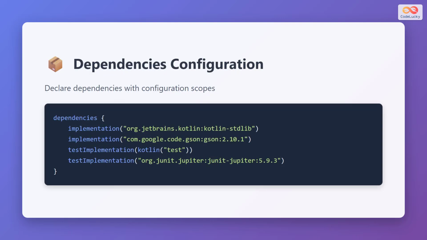Dependencies are external libraries that your project needs to function. In the dependencies block, you declare these using configuration scopes. The implementation scope means the dependency is required for compiling and running your code. The testImplementation scope is for dependencies only needed during testing, like JUnit. You can reference Kotlin standard libraries using the kotlin helper function, or specify dependencies with their full Maven coordinates using the group:artifact:version format. Each dependency is added by calling the appropriate configuration method with the dependency notation as a parameter.